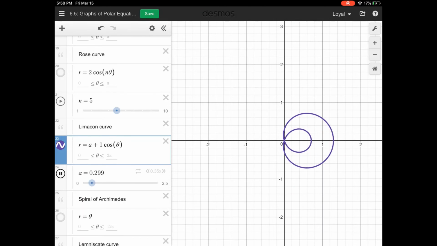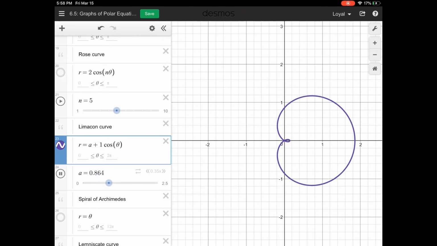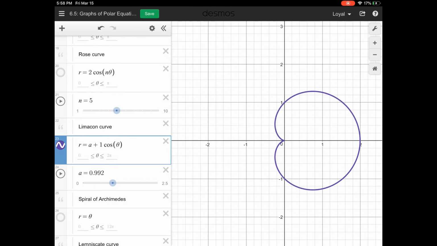You get a circle inside of a circle. And you can kind of see as it gets larger and larger, the inner loop gets smaller and smaller until it just about hits the origin. You can see right now, it just about hits the origin when the curve just touches the origin. And when it hits the origin like this, when the resulting ratio is 1, well, it has 8.992, so it's close enough, we'd call this a cardioid.